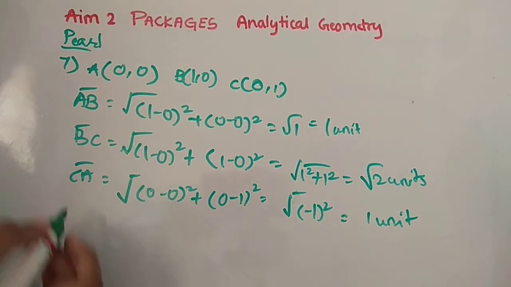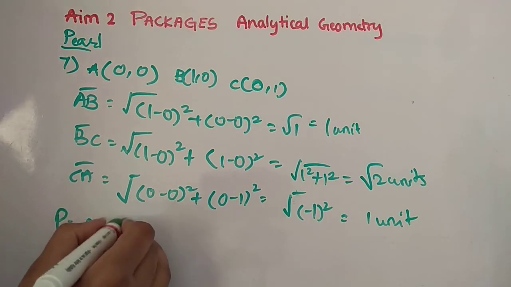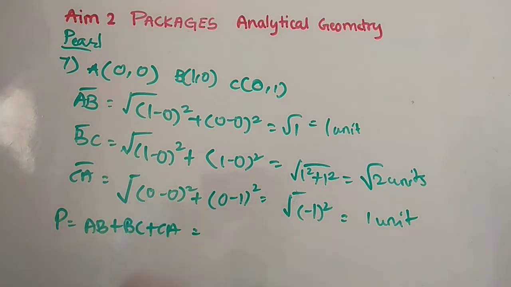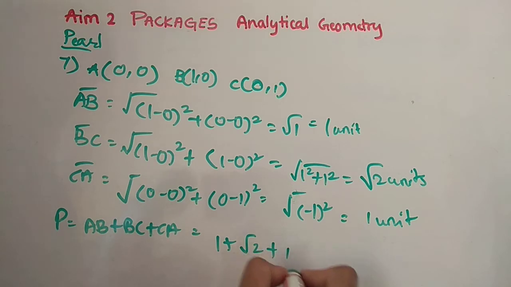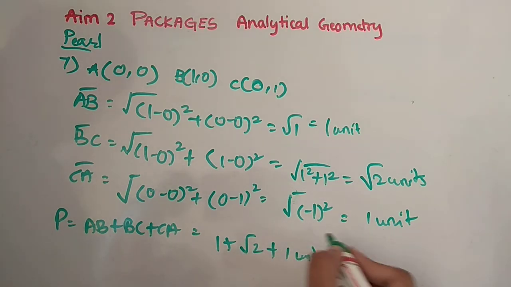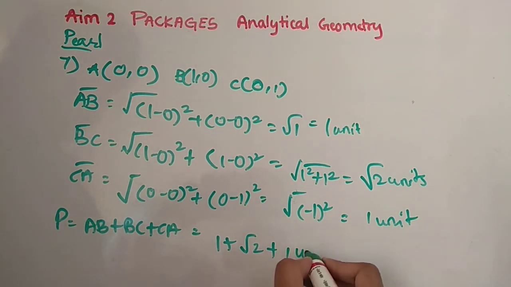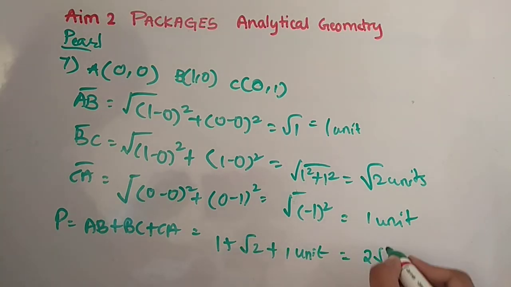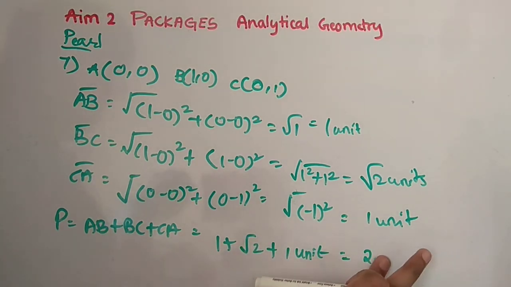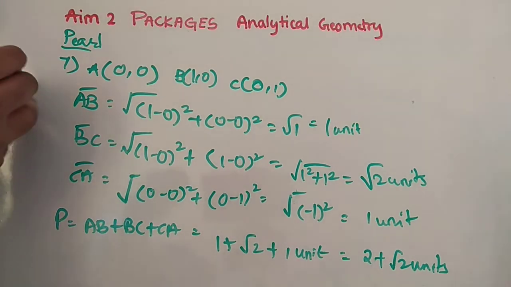Right, so how to find the perimeter? Perimeter is equal to AB plus BC plus CA. So that is 1 plus root 2 plus 1 units. Units is a very important term, so I will just write it at the end. That is nothing but 1 plus 1 is 2, so 2 plus root 2. You can't write 2 root 2 because it's not multiplication. 2 plus root 2 units. Okay, this is the answer. Take it as option D.